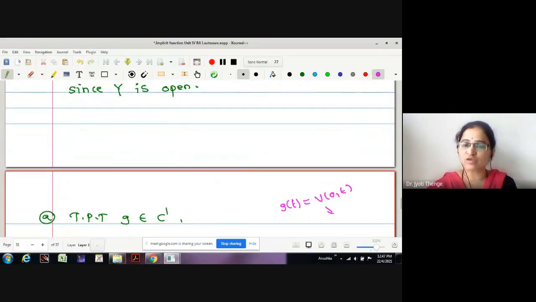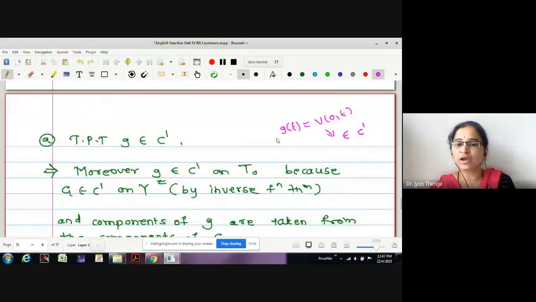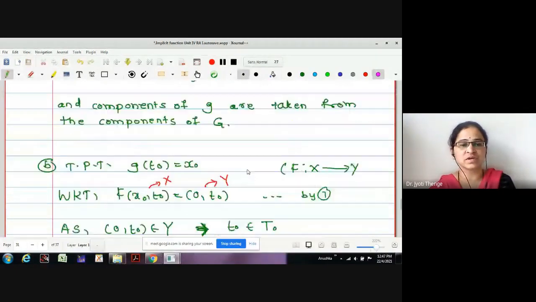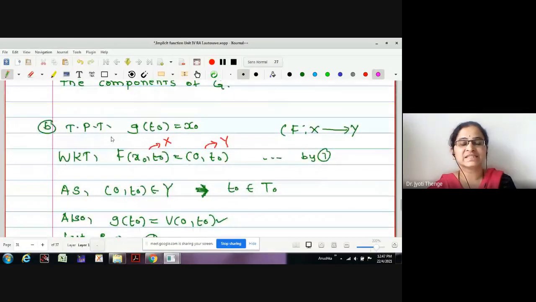Now this v belongs to C1, I can write, because capital G belongs to C1. But if v belongs to C1, this small g also belongs to C1. Second point, g(t0) is equal to x0. We want to prove this.